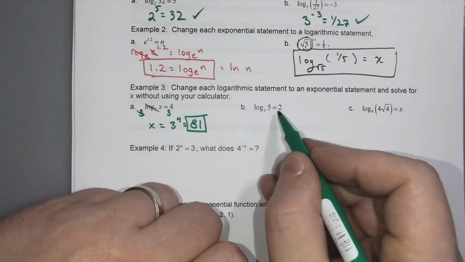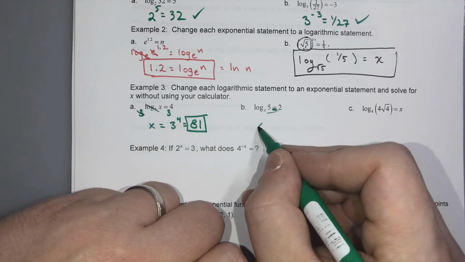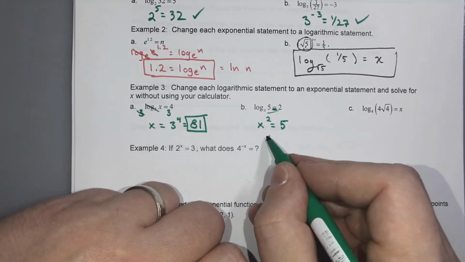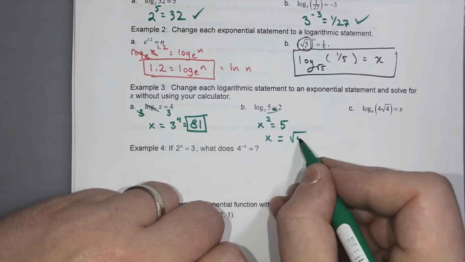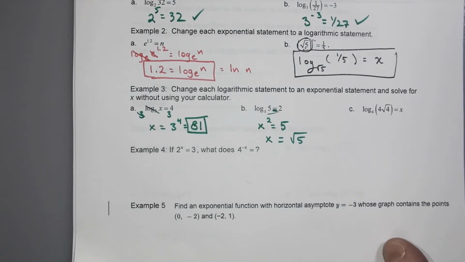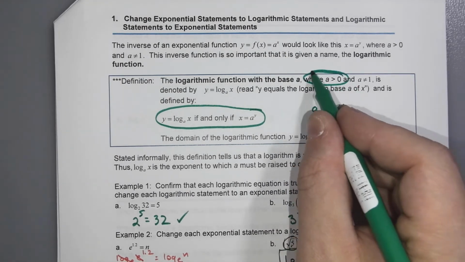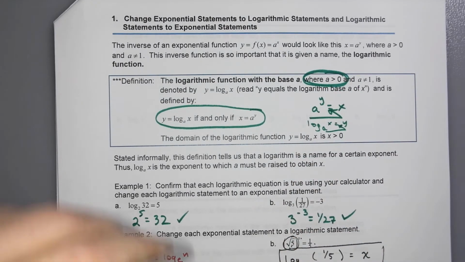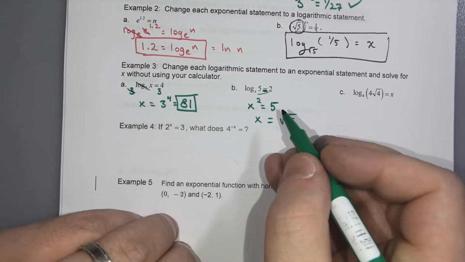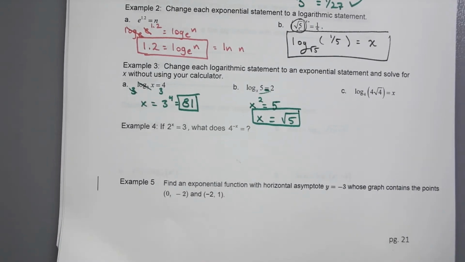Here, this one I probably would do as the power, the exponential form actually. So x to the 2 equals 5, which would mean that x equals, now you might be tempted to say plus or minus 5 here, but in our definition, we state that the a has to be larger than 0. So even though the solution to this algebra would be plus or minus radical 5, we only take the positive solution, the radical 5.